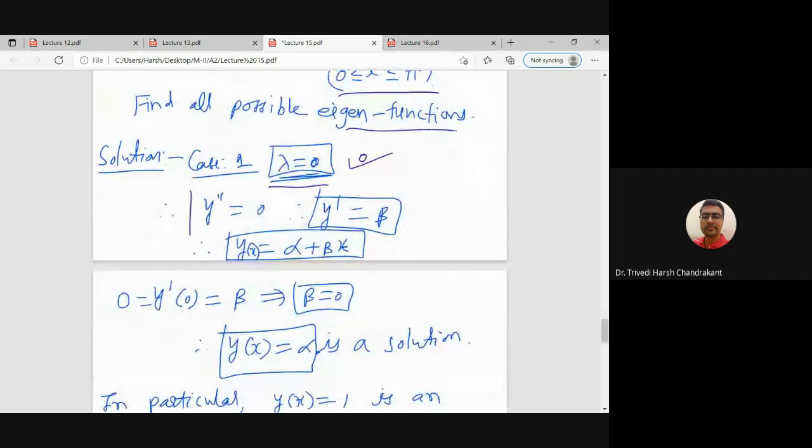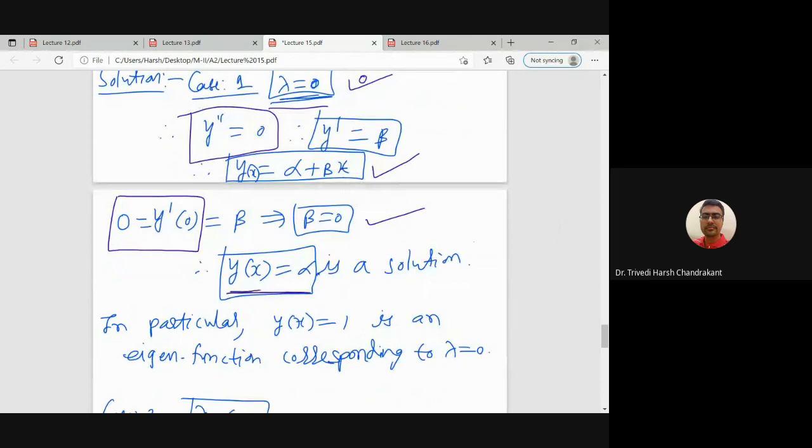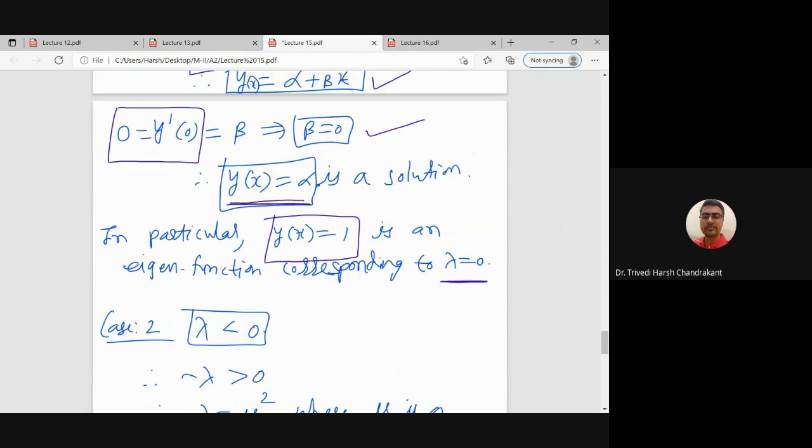In that case we get this differential equation, and that will give us the general solution. Using the boundary condition y dash 0 is 0 or y dash pi is 0, we will get beta is 0. That means among the general solution only these functions satisfy the boundary condition, but we need eigenfunctions which should be non-zero. So we are taking a particular value of alpha to be 1. We can take alpha to be 2 also. All those are the eigenfunctions corresponding to lambda is 0.